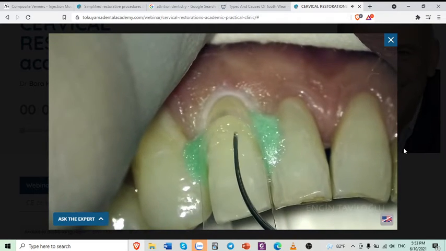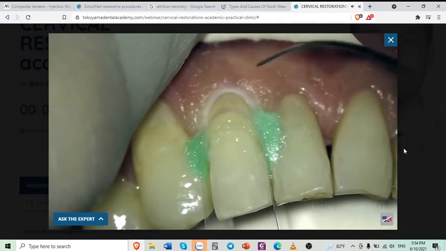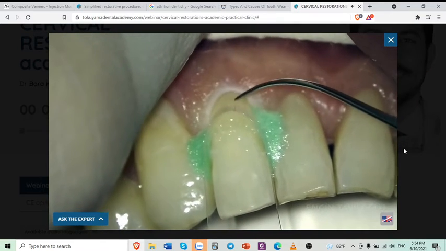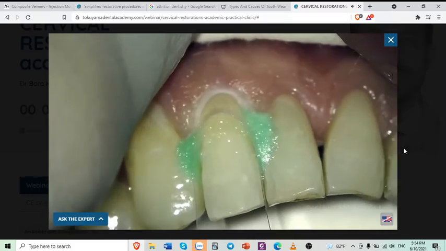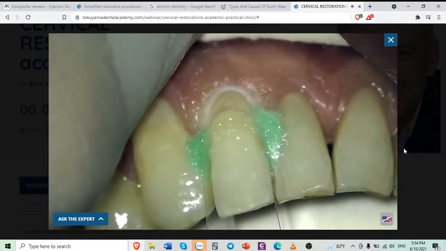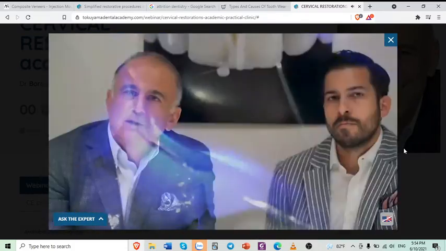I check for air bubbles because this is a transparent base. And this can be done with a single layer or with different layers depending on the size of the restoration. Let me continue with another video here.